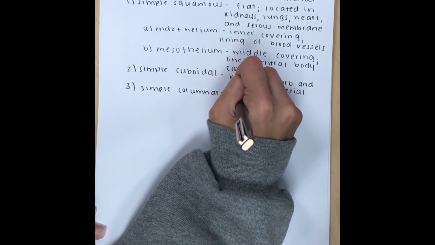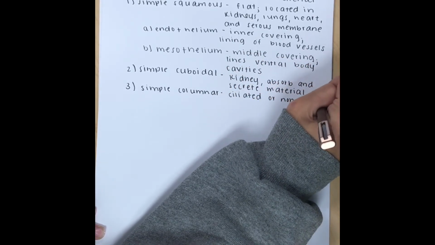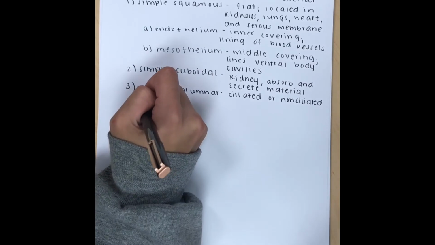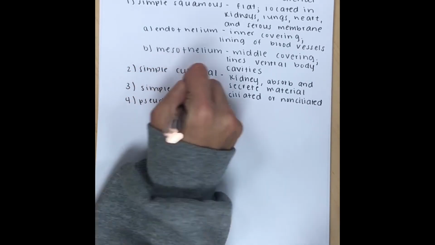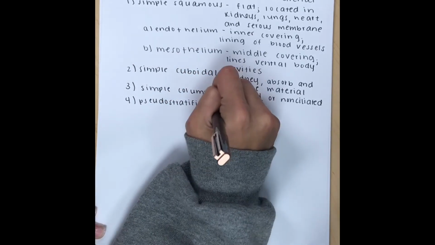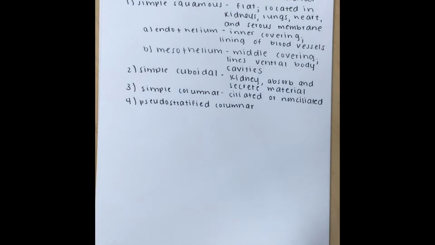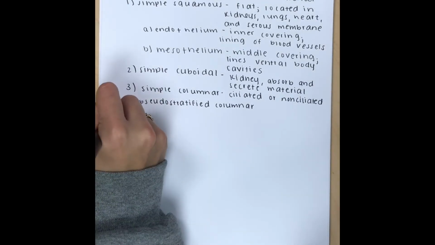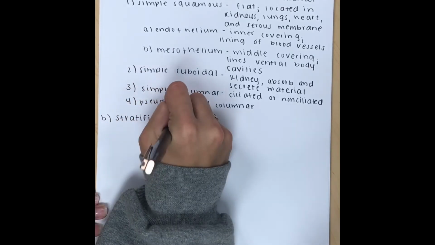Simple columnar is either ciliated or non-ciliated. It is found in the respiratory tract and the reproductive tract. Next is pseudostratified columnar. It can be either ciliated or non-ciliated. It is found in the trachea. A non-ciliated example would be the digestive tract.